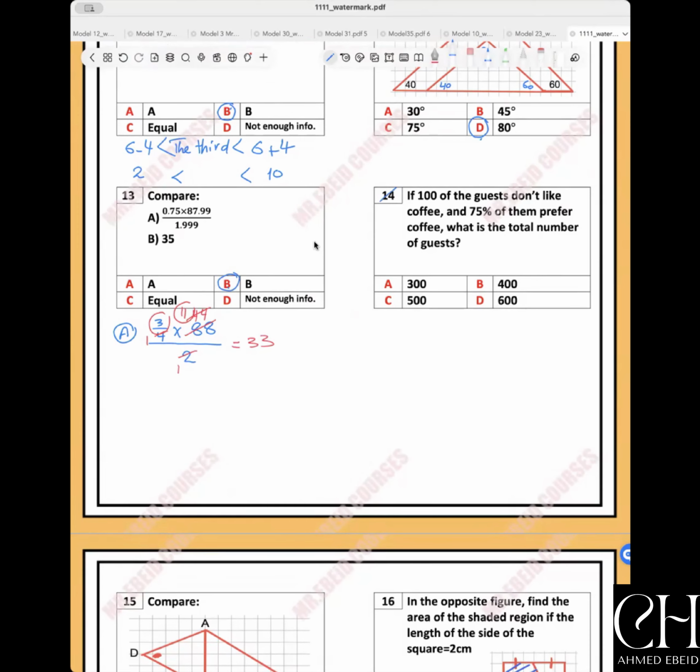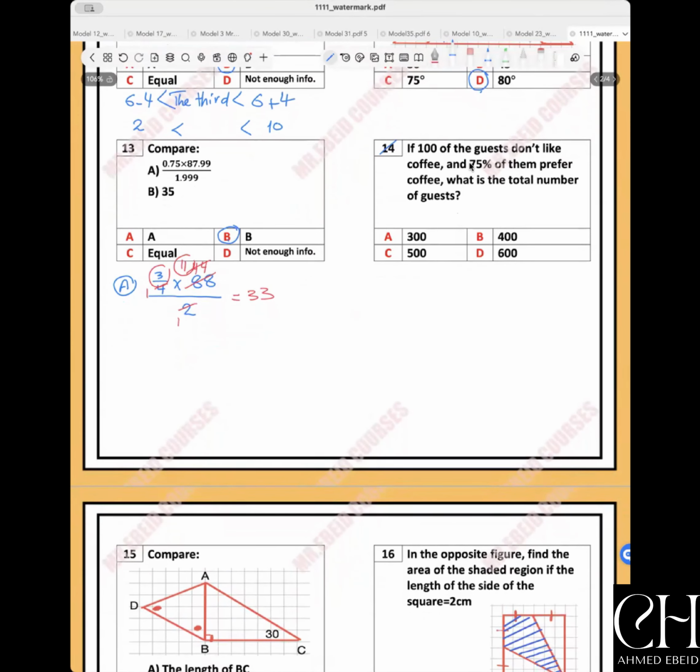Let's move to 14. If 100 of the guests don't like coffee and 75 of them prefer coffee, what is the total number of guests? So for the total number of guests, we have 75% of them prefer coffee. And you know that the total is 100%. So to find the number of the guests who don't like coffee, you just subtract 100 minus 75, which equals 25% of them don't like coffee.